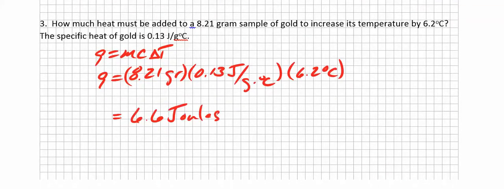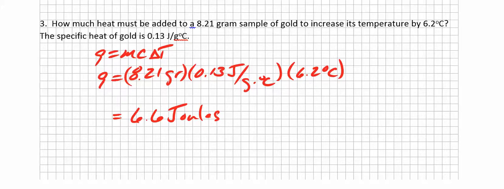Number 3 says, how much heat must be added to an 8.21 gram sample of gold to increase its temperature 6.2 degrees Celsius? They tell me the specific heat of the gold is 0.13 joules per gram per degree Celsius. Exactly the same formula. This time we're going to solve for Q. So we'll just plug in. We have Q is equal to mc delta T. Q is equal to, the mass was told to us to be 8.21 grams, specific heat 0.13 joules per gram per degree Celsius, and the temperature change was 6.2 degrees Celsius.